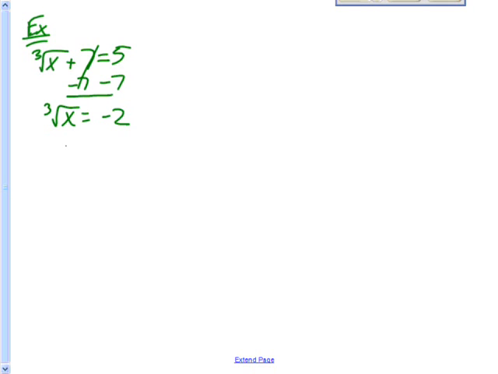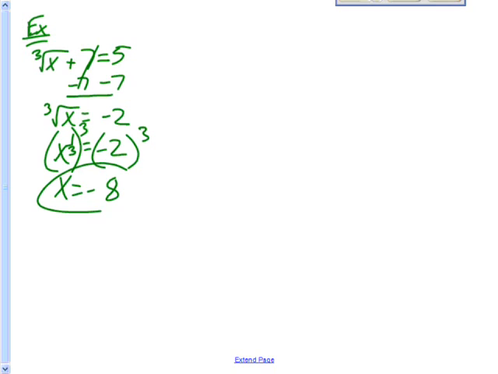Okay, so you get to this point and you say, well, that's to the 1/3. How do I undo that? I've got to take it to the third power. So x equals -8. Check your answer. There it is.